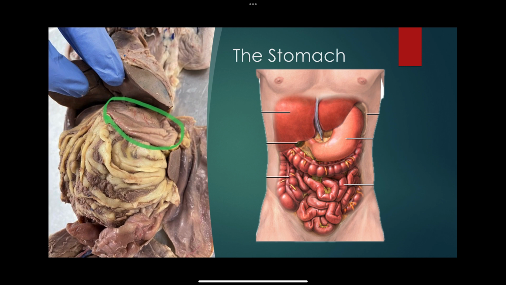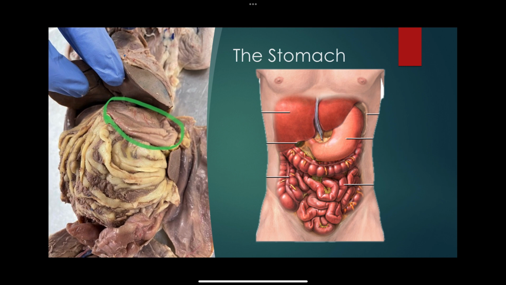The next organ also would be the stomach. The stomach on the cat was right under the liver, right in this area. On the cat, it seems very flat, which might mean that before it died, it didn't really eat, or it didn't have anything in the stomach. For the human model, it's right under the liver, right here.